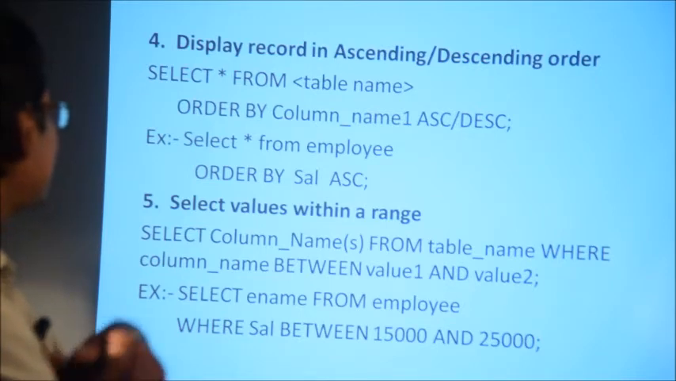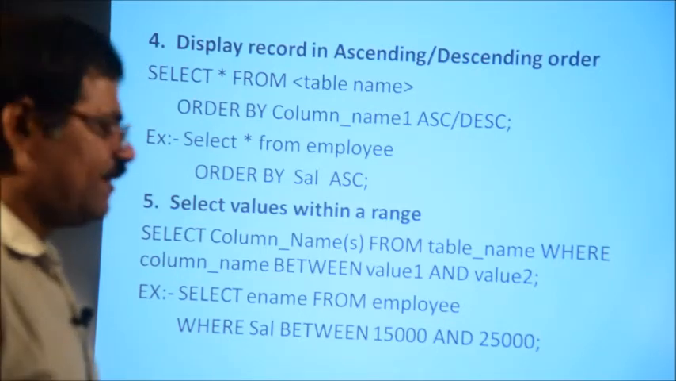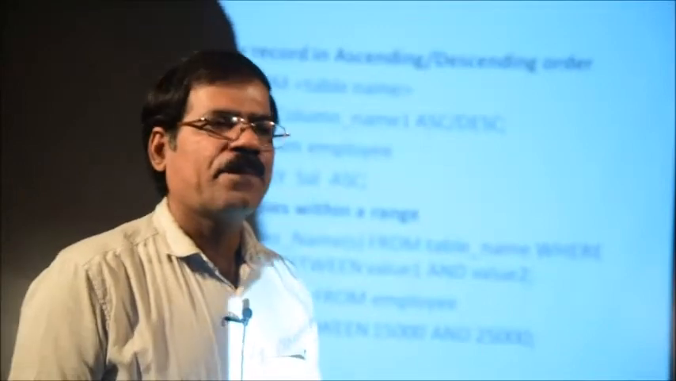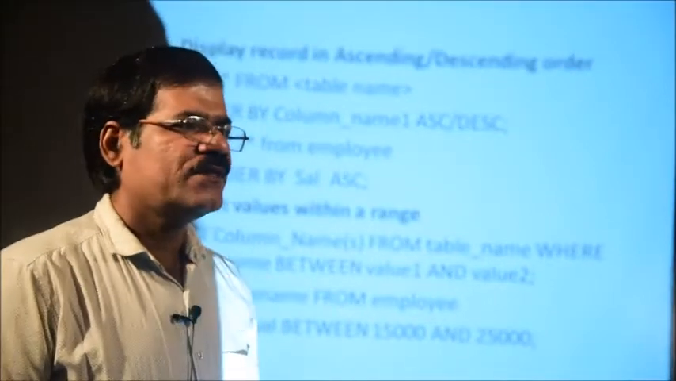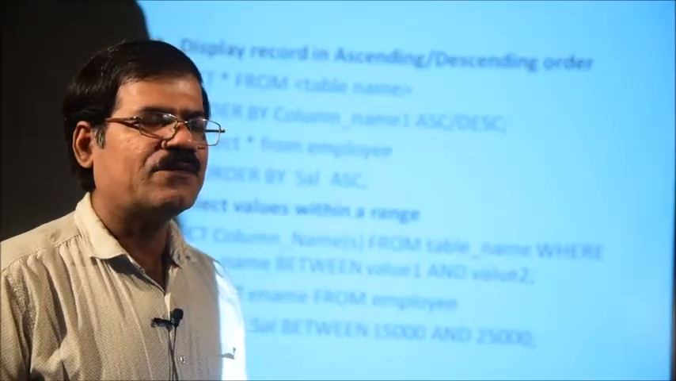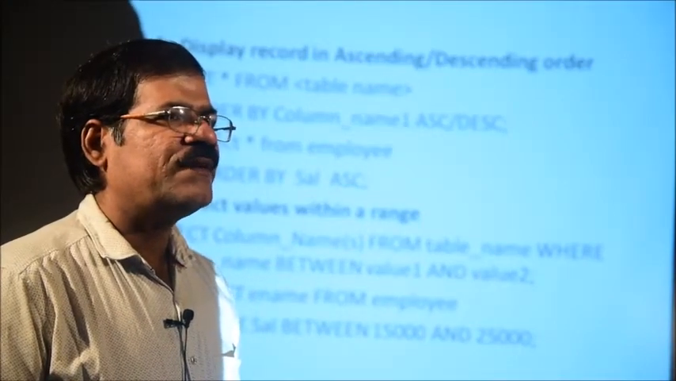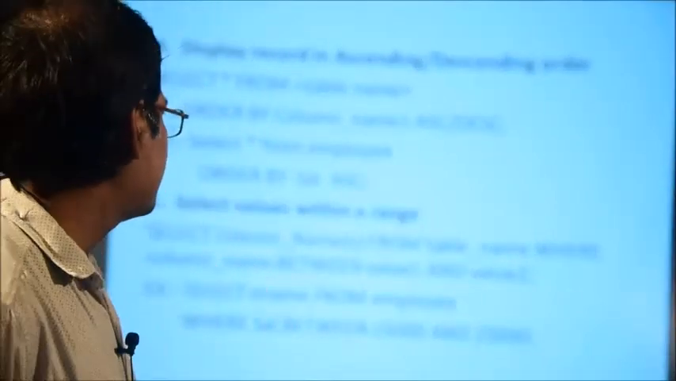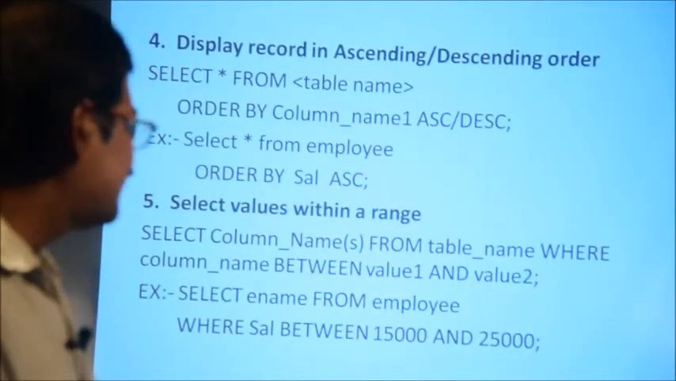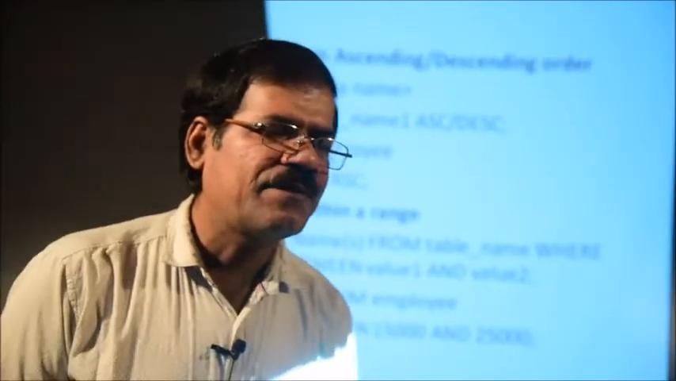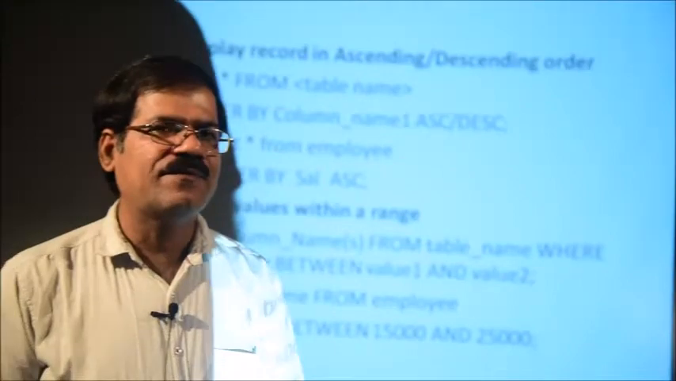The next topic is selecting values within a range. Suppose I want to display the details of employees whose salary is between, let it be, 15,000 to 25,000. Salary is between a particular range, and only those records are required. That means below 15,000 and more than 25,000 is not required.